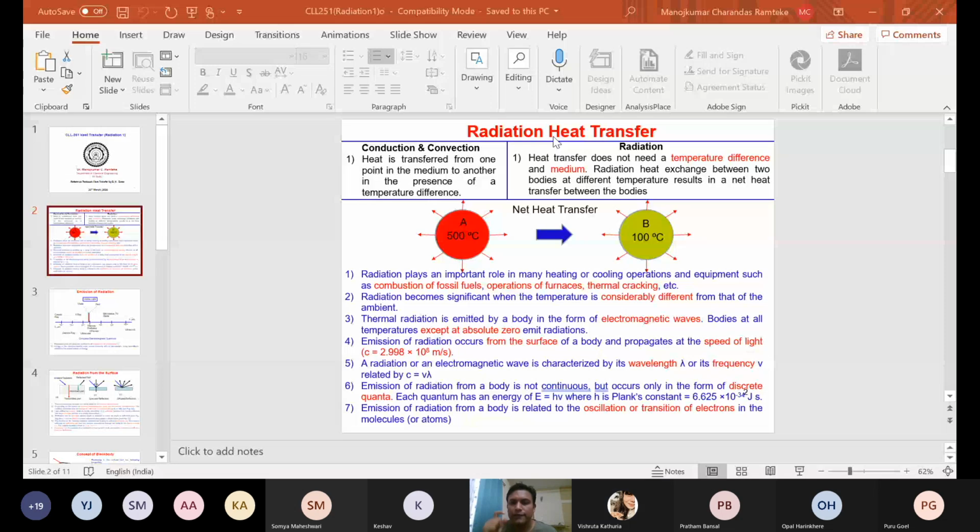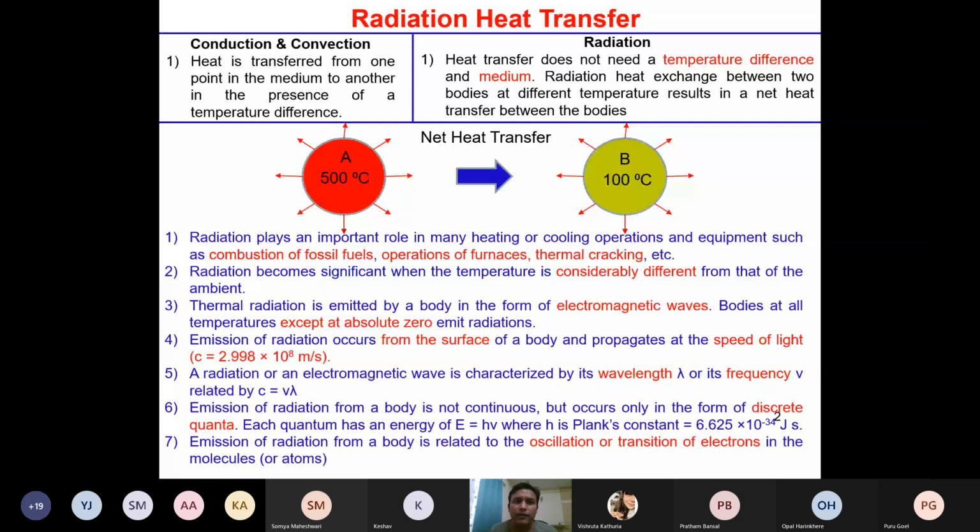Yes, sir. Okay. So what I was saying is, when we look at conduction, convection and radiation, there is a basic difference. When we are looking at conduction and convection, the temperature difference is required for heat transfer. This word is very important: heat transfer. Temperature difference is required and a medium is required for conduction and convection. But when we talk about radiation, we don't require a temperature difference and we don't require a medium.